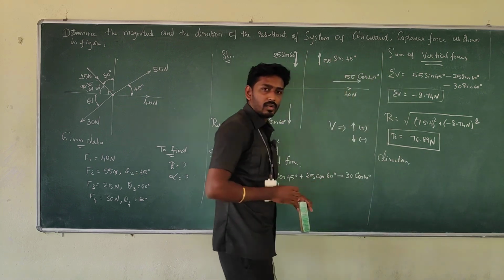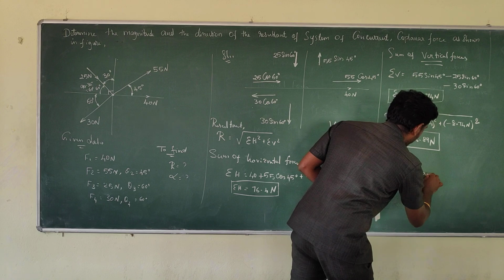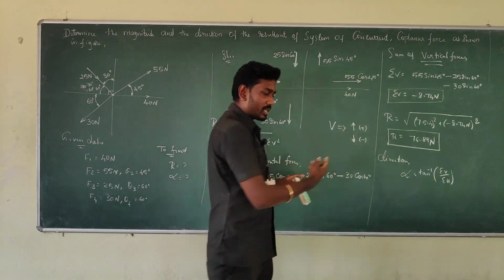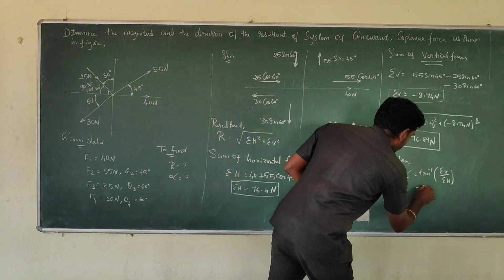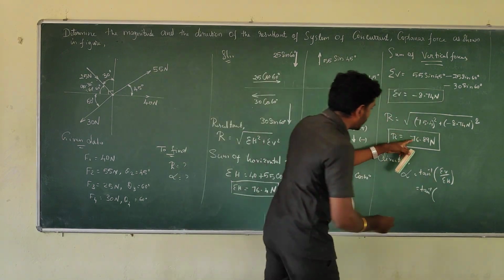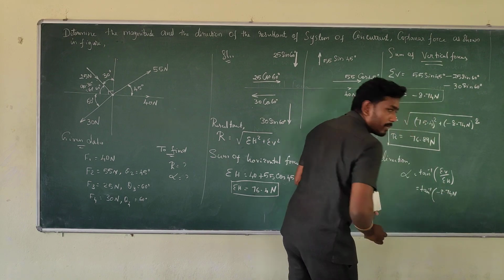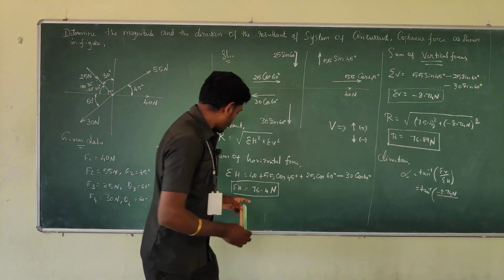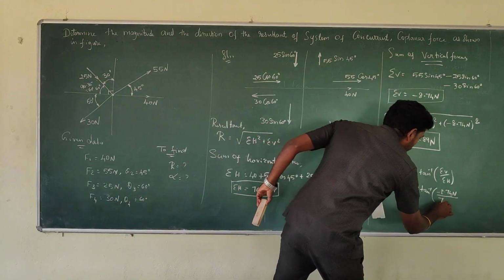can be calculated by the formula tan inverse of summation of V divided by summation of H. Just substitute all the values over the formula. Tan inverse of summation of V, here it is minus 8.74 Newton, divided by summation of H, it is given 76.4.